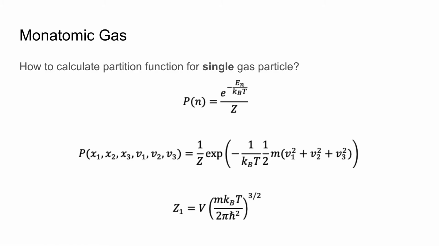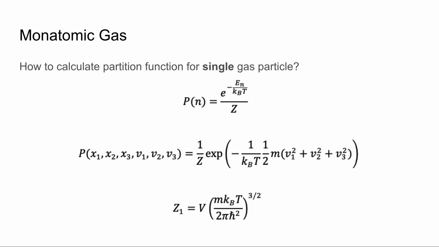So let's go to an example. We are now ready to tackle the monoatomic gas. So how do you calculate a partition function for a single gas particle? Well, first, in order to calculate the partition function, you need to calculate the probabilities. Now, as long as you know the energy of a microstate, you know the probability of a microstate.